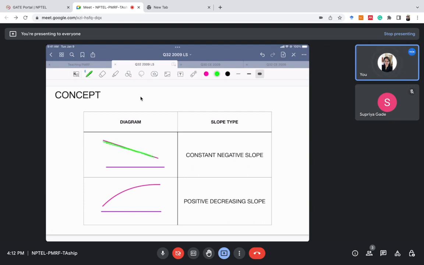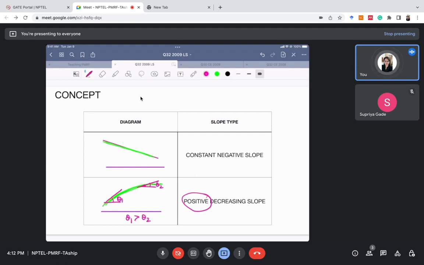This is called a positive decreasing slope, because here it is positive, as it is going in the upward direction. Why is it decreasing? Because if we draw a tangent at this point, the slope is theta 1, but here the slope has decreased. Theta 1 is more than theta 2, so the slope is constantly decreasing, but it is a positive slope.